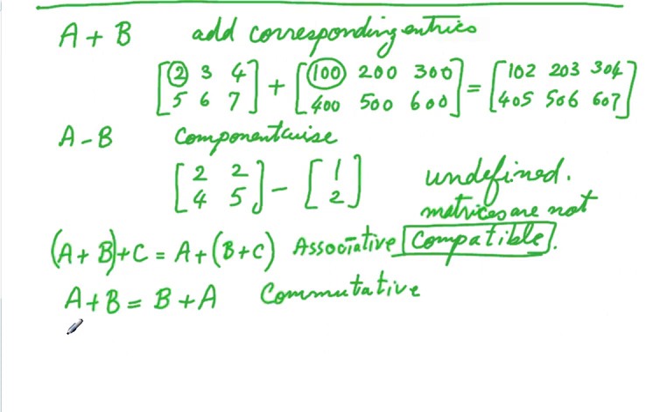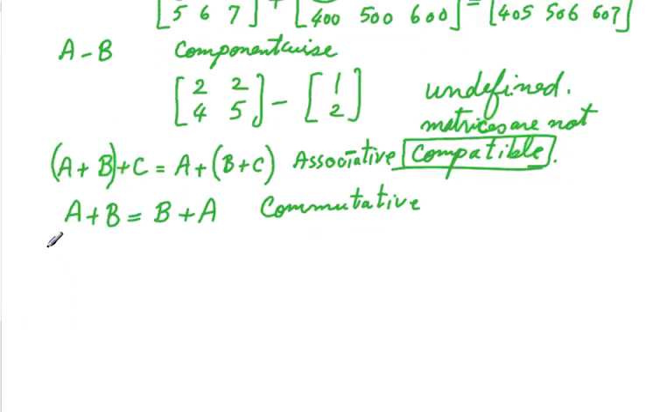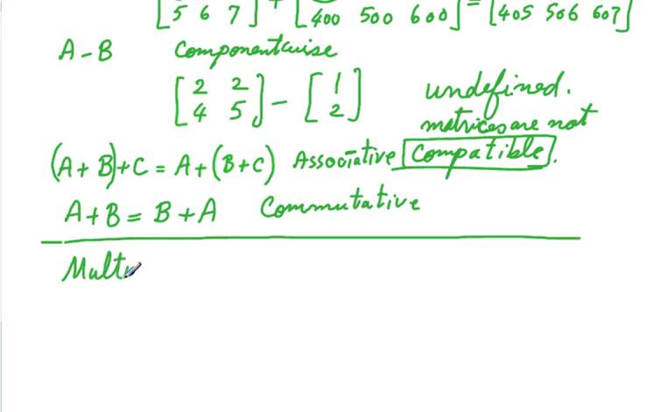So we have those laws. What else do we have? Okay, we want to talk about the distributive law, but that requires another concept, which is multiplication. So let's start talking about multiplication of matrices. That's where things get interesting.